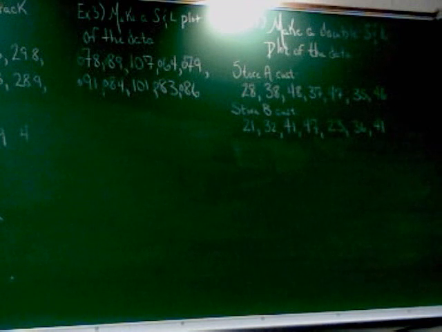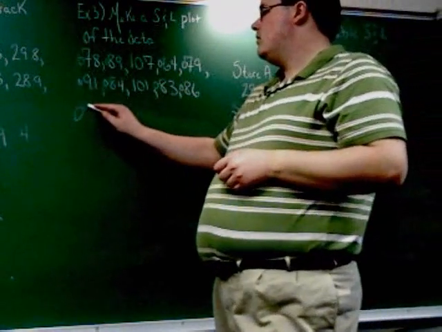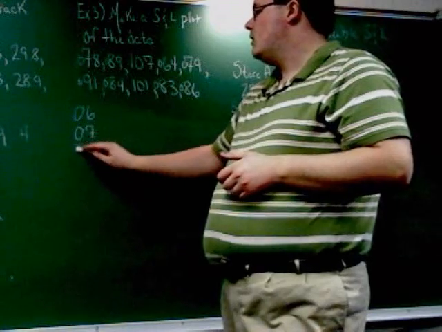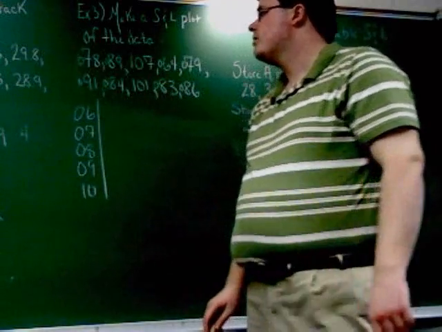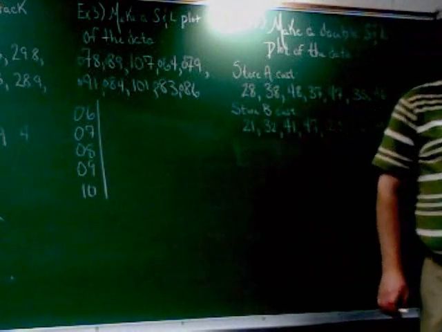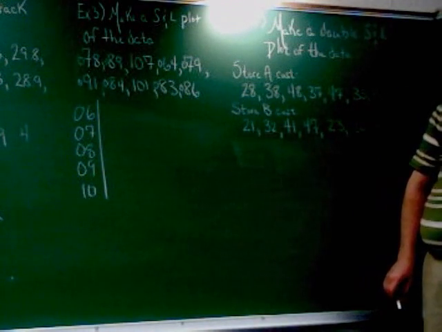Now, some of you are going to look at this and say, okay, everything starts with a 0 or 1. It's one way you can do it. I look at this and I say, okay, everything starts with 06, 07, 08, 09, and 10. So that's what I'm going to use for my stem. Okay, so then I just have to fill in the leaves.